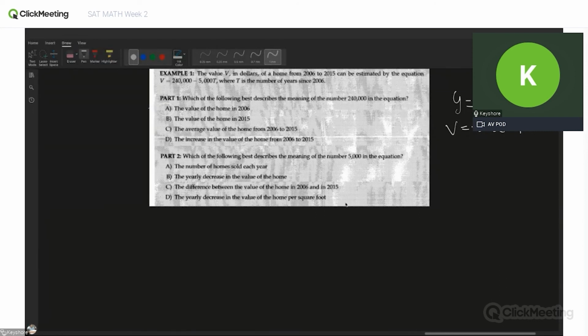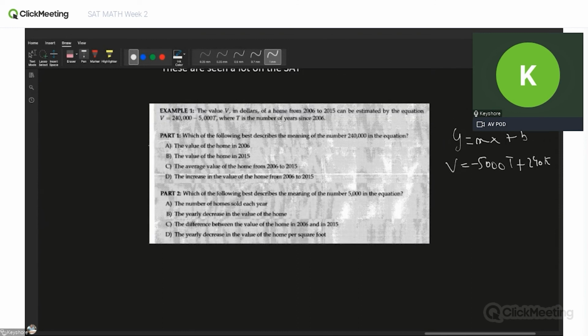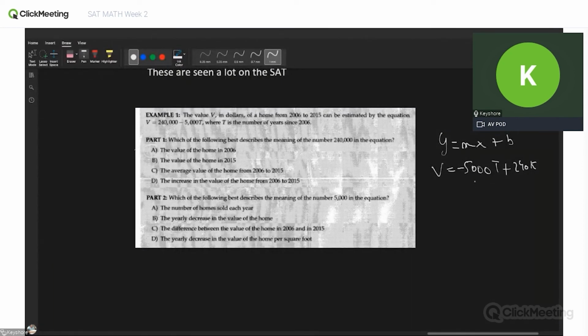All right, so for part B, it's asking which of the following describes the meaning of the number 5,000 in the equation. So this is the value of the home, which basically means m always designates the rate or the increase or decrease in y, or the value of the change in the value of the house. So which means the value of the home decreases by 5,000 each year. So it's B. A doesn't work because it's saying the number of homes sold each year. That's not what it describes. We're talking about dollars, the value that it decreases by.